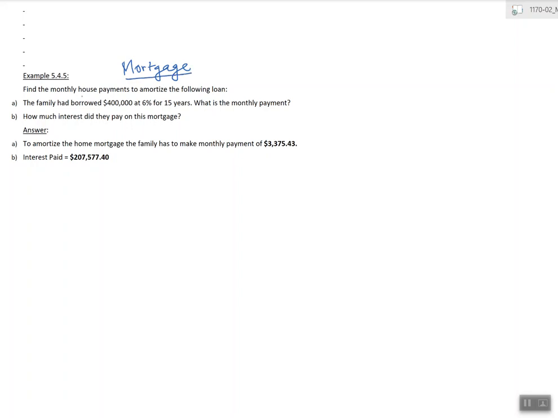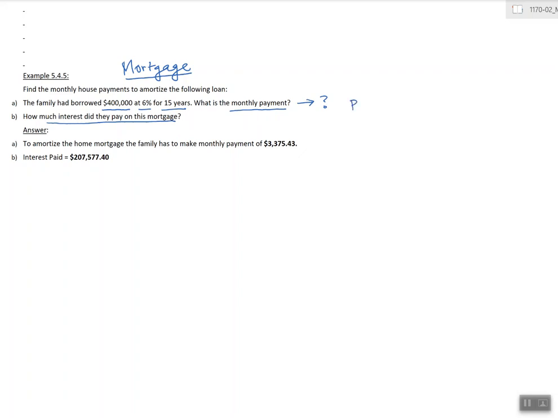Find the monthly house payments to amortize the following loan. So this family has borrowed $400,000 at 6% for a 15-year mortgage. What is the monthly payment? And then after that, we have to find out how much interest they paid on this mortgage. So let's first do this.